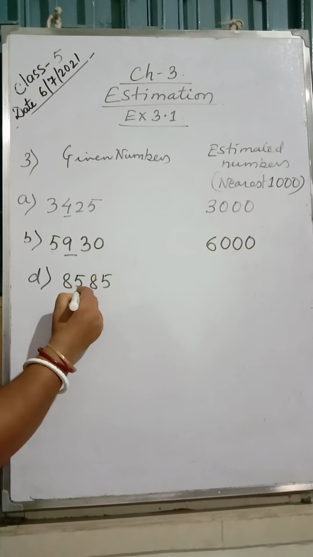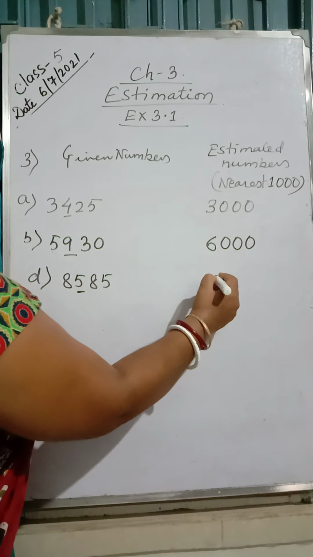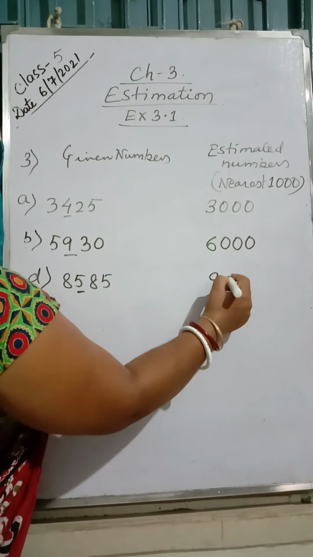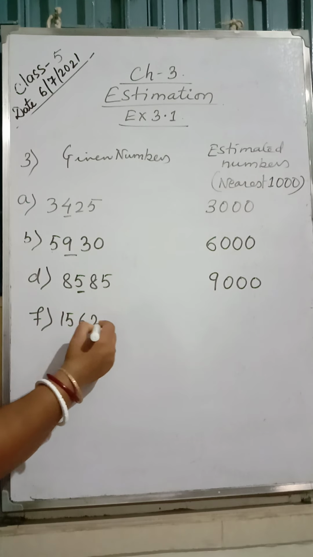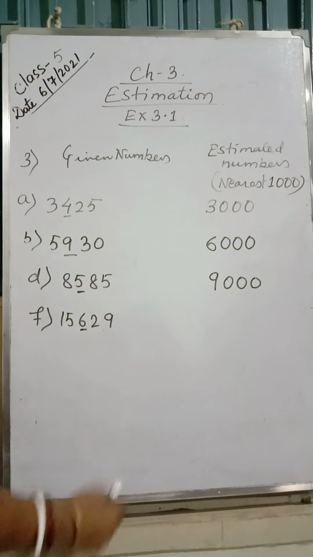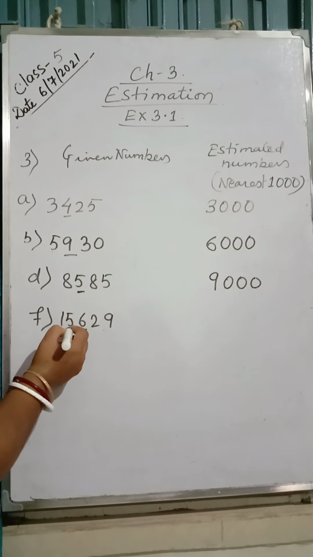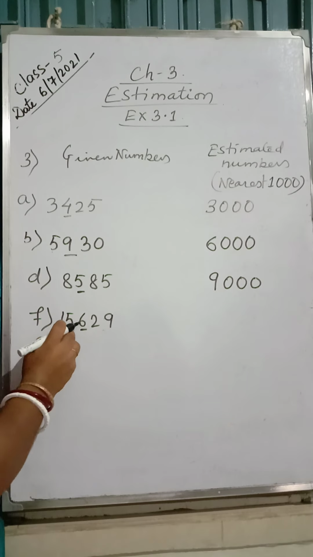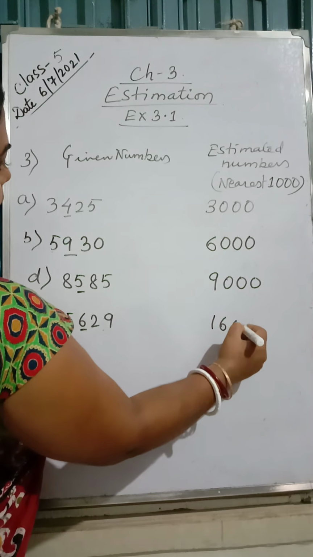Number D, 8585. See the digit at 100 place, 5. So 8 plus 1, 9. Then 3 zeros. Look at number F, 15,629. So the digit at 100 place is 6. So we'll add 1 to the thousands place digit. So 15 plus 1, 16. Then 3 zeros.